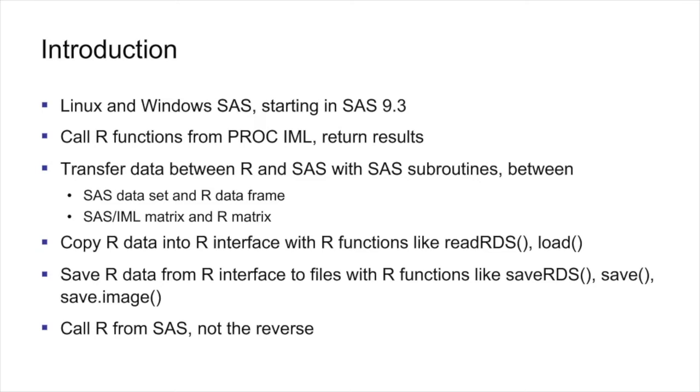Okay, here we go. This interface is for Linux and Windows SAS users starting in SAS 9.2. You can call R functions from within PROC IML and get results back, and you can transfer data between SAS and R, either between a SAS data set and an R data frame, or possibly an IML matrix and an R matrix if you are so inclined. You'll be able to copy R data into the R interface with standard R functions, save R data from this interface to files with standard R functions, and call R. It's calling R from within SAS, not the other way around. You're a SAS user inside of SAS, calling this wonderful R interface.